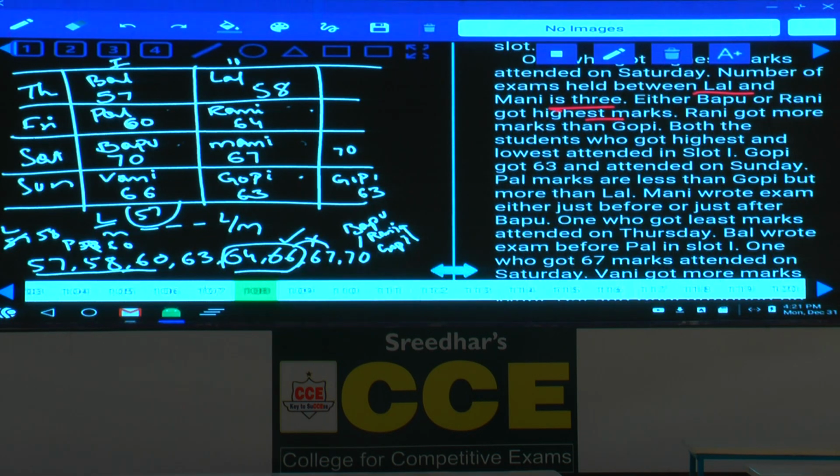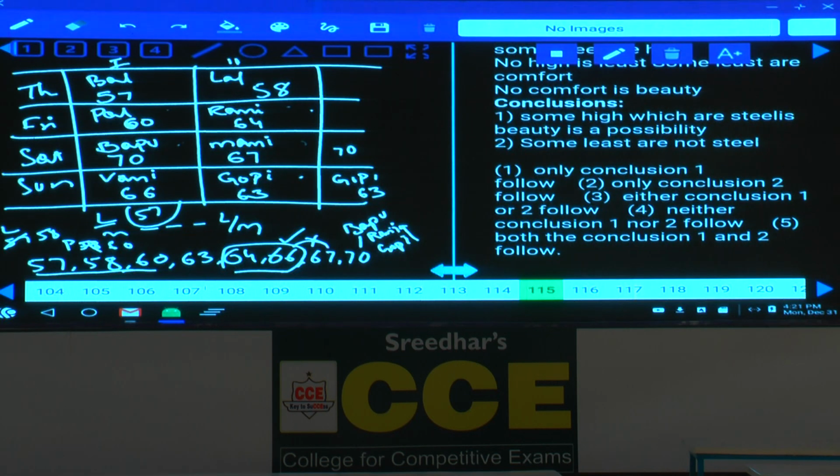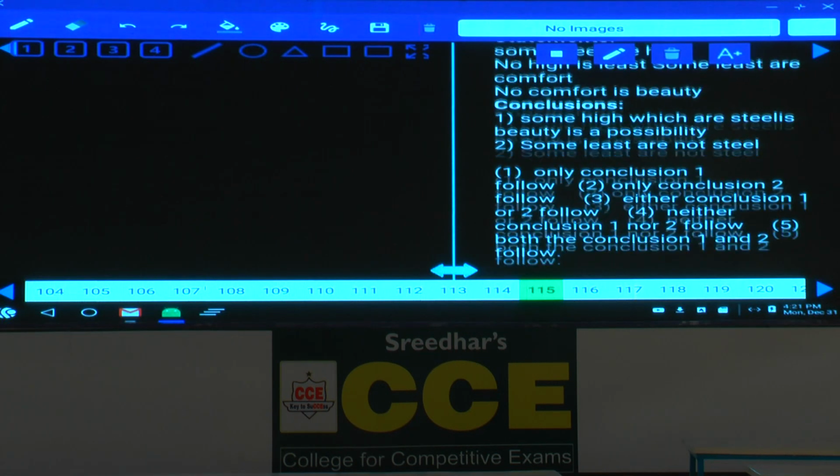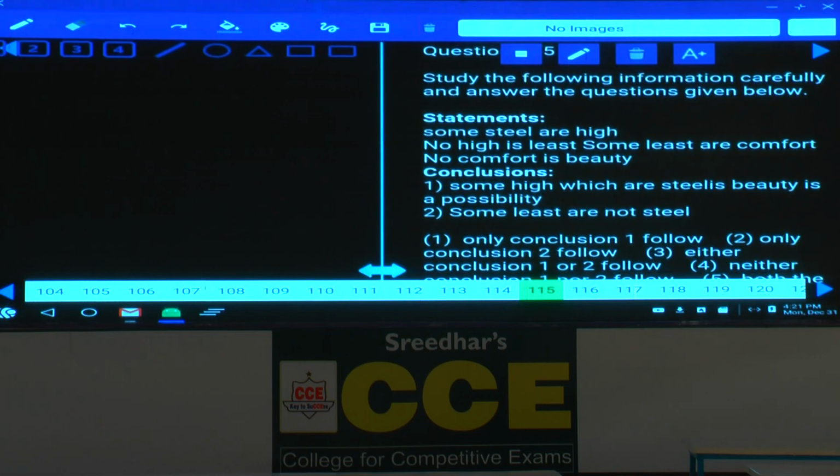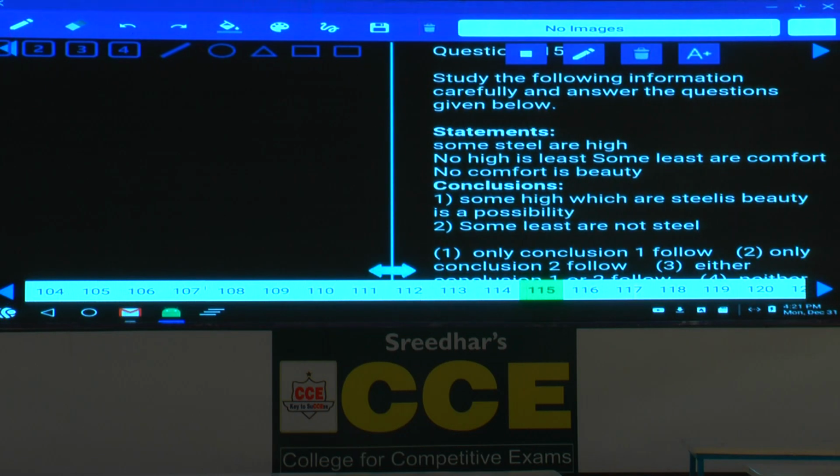Now question number 115. What is the information given here? Study the following information carefully and answer the questions given below. Statements followed by conclusions. First one is: some steels are high. These are the steels which are high, steel and high.